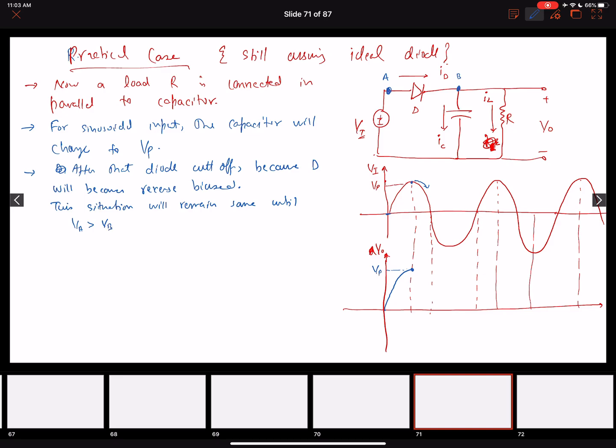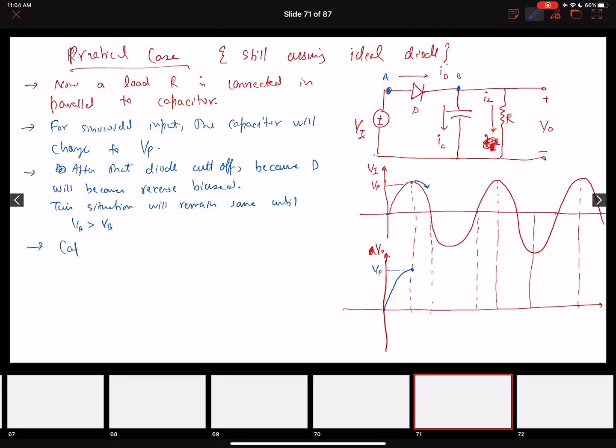So the point is, once it starts to drop, the diode becomes reverse biased. Okay, so the interesting thing is, once it starts to drop and the diode becomes reverse biased, this means open circuit. Now we can see what we have: a load resistor connected in parallel to the capacitor. So our circuit is still there. Now the capacitor will start to discharge.